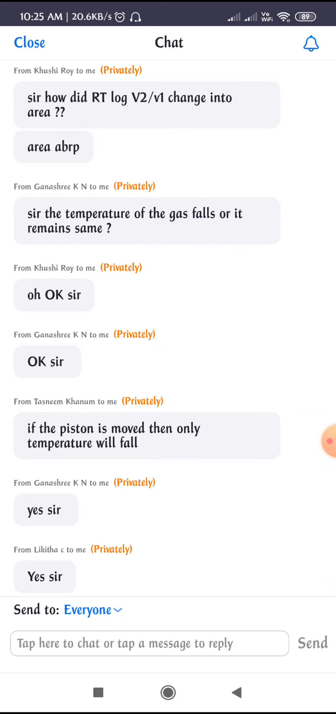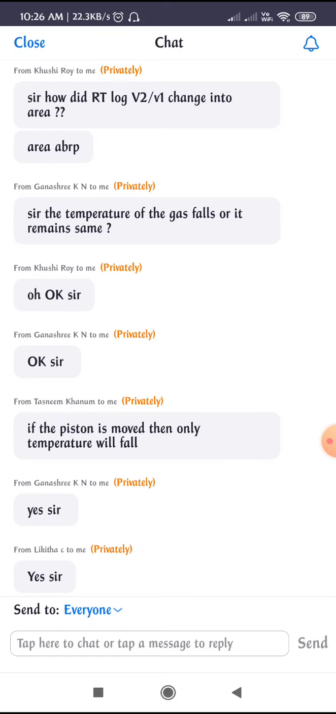Tasneem, as you know, when the gas is allowed to expand, it exerts force on the piston, right? So the piston moves in the upward direction. The pressure, volume, and temperature all change. All three will change: pressure, volume, and temperature.